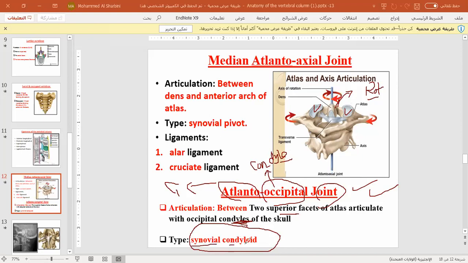Synovial condyloid. But we have two joints here in the neck. One joint, the atlas with the axis in the midline, is named median, is a pivot, and its movement is rotation. And also we have the atlanto-occipital joint between the occipital bone and the atlas, C1, the superior articular process of C1, and this joint is synovial condyloid.